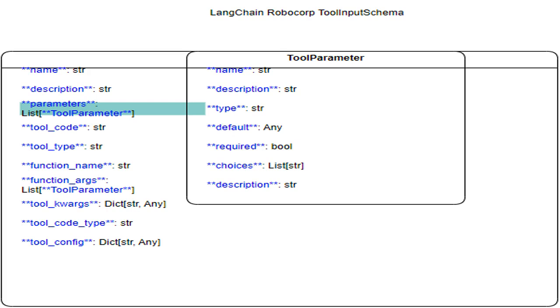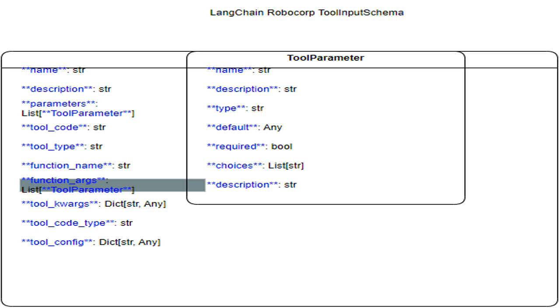Parameters, List of tool parameter: a list of parameters that the tool accepts as input. Tool code, str: the code that defines the tool's implementation. Tool type, str: the type of the tool, e.g., Python, JavaScript. Function name, str: the name of the function that implements the tool logic.